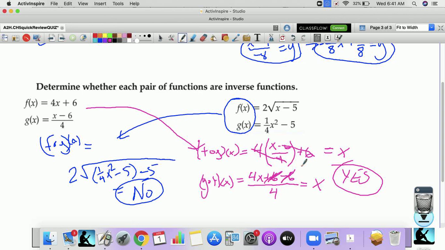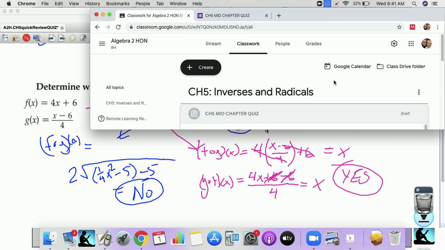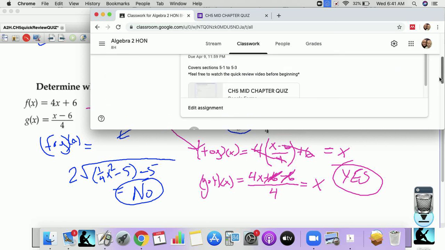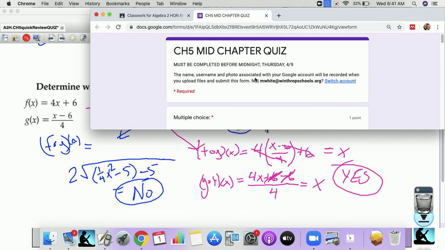So after you're feeling good about this, folks, and feel free to go back, look over your homework, look over previous videos. I want you guys to do good on this quiz. You're going to go back into the classroom. Okay, you're going to go down to where you access today's videos, right? And you're going to click on mid-chapter quiz, and it's going to load this up.